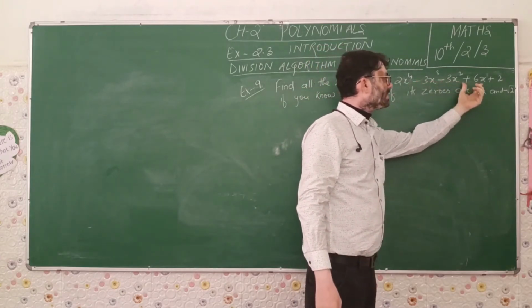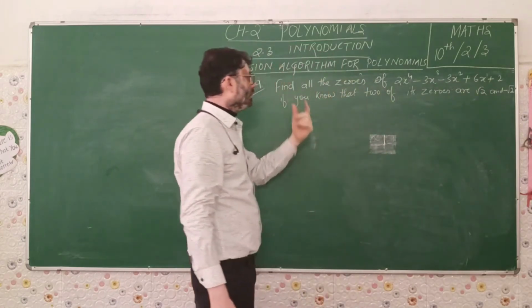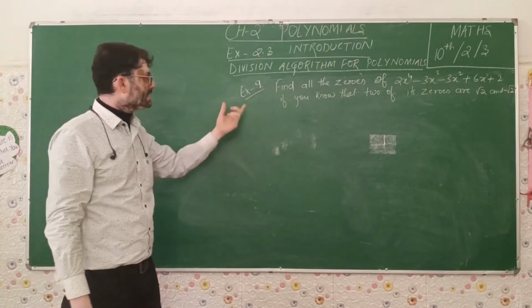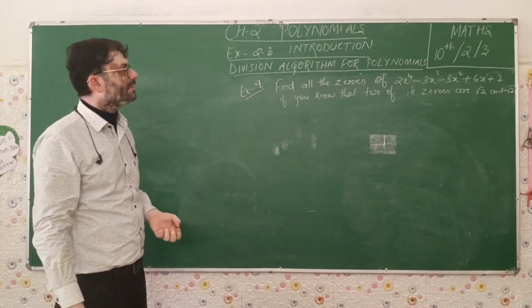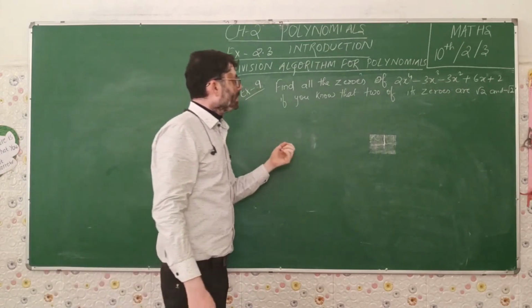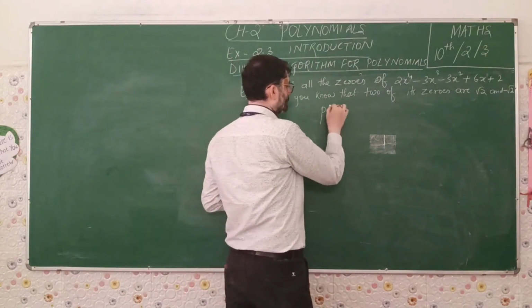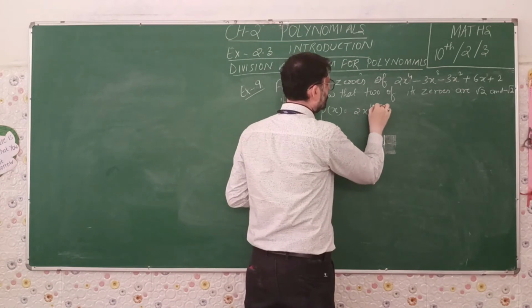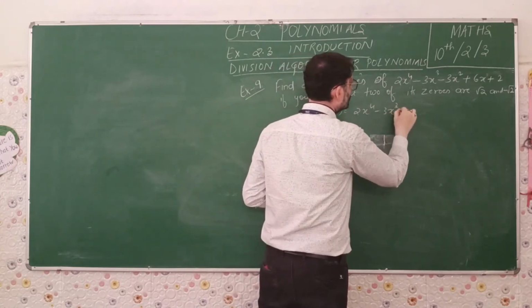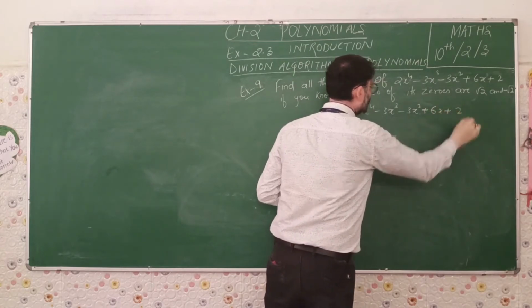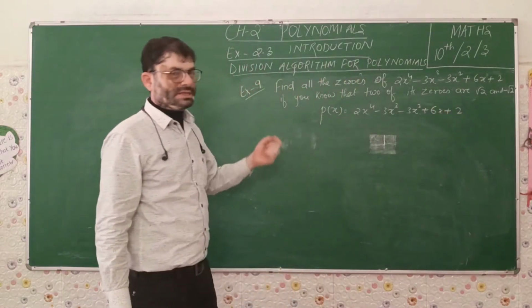Now question number 1. Find all the zeros of the polynomial 2x to the power 4 minus 3x cubed minus 3x squared plus 6x plus 2, if you know that two of its zeros are root 2 and minus root 2. This is example 9 from your NCERT textbook that we have taken. In this question, we are given a polynomial P of x, 2x to the power 4 minus 3x cubed minus 3x squared plus 6x plus 2, and two of the zeros are given.